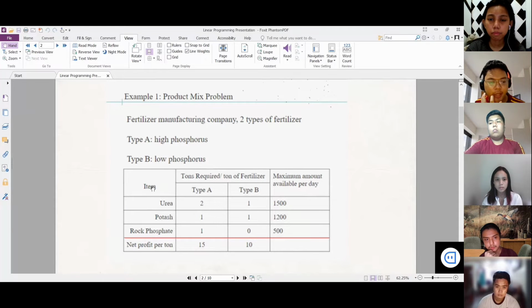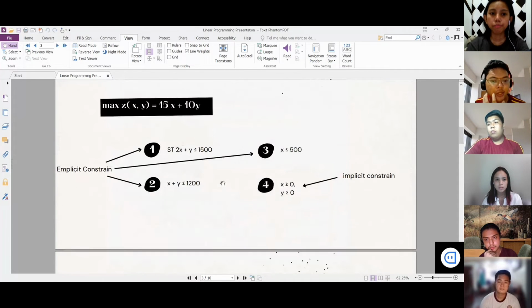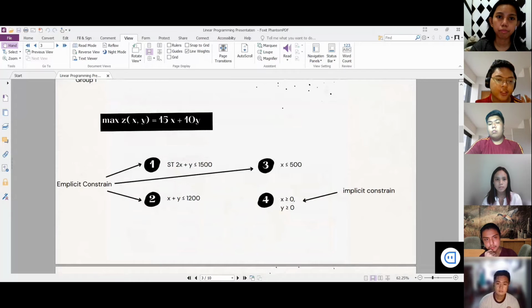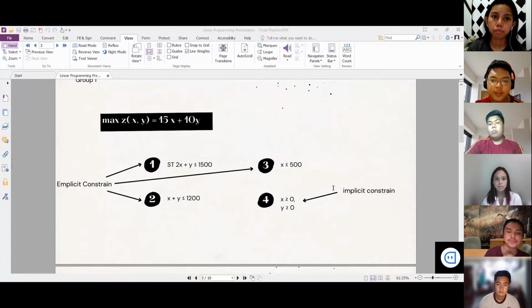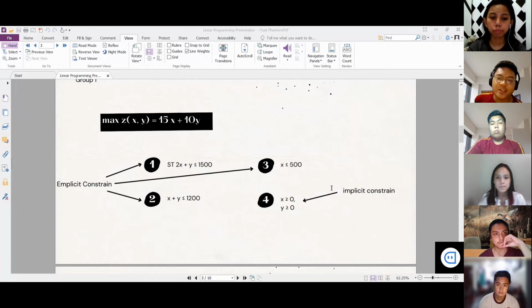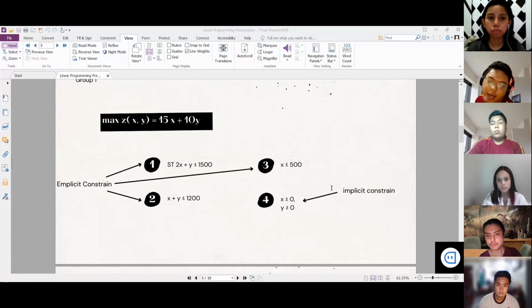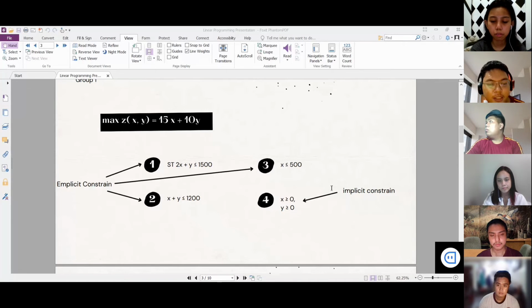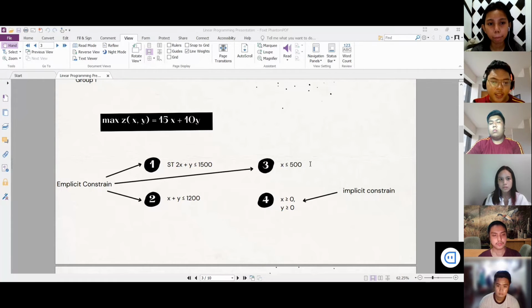Next slide, please. So we can move on. There are two kinds of constraints: explicit and implicit. The explicit constraints are on the availability of limited resources, as shown in the table in the presentation. And lastly, the implicit constraints, which we can derive as x is greater than or equal to 0 and y is greater than or equal to 0. We can say that the implicit constraints are the non-negativity constraints.